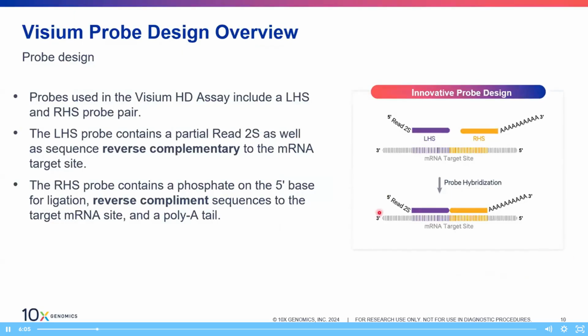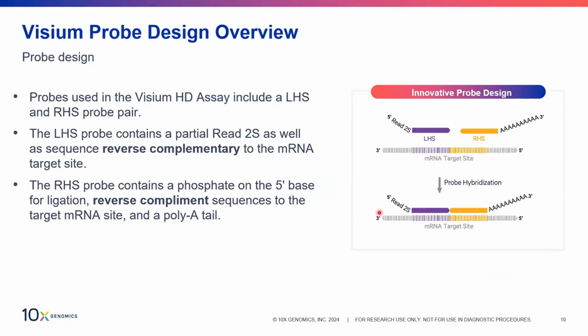The probes that are the basis of these products that we need to capture have been designed like you can see here. They have a left-hand side and a right-hand side. The left-hand side contains a partial Read 2 sequence and a sequence that binds the target RNA, just depicted here in this purple color. Likewise, the right-hand side contains a target sequence as well, and a poly-A tail that will then be captured by the poly-T tail of the oligos that I just mentioned. So this is basically what happens during probe hybridization. They find their target site and sit down where they belong.